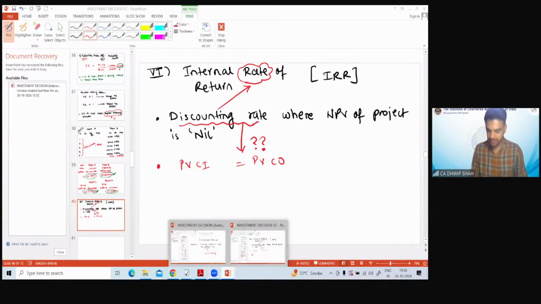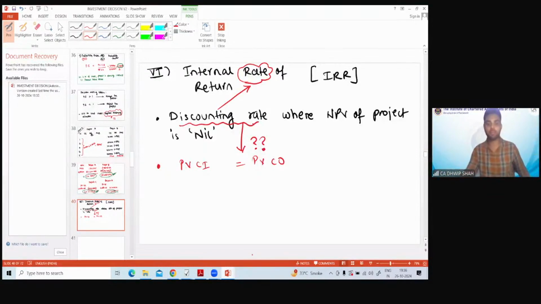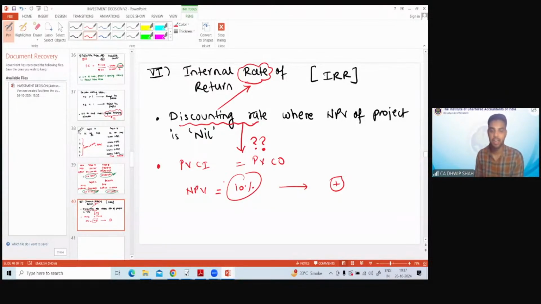So how do we calculate that discounting rate? We will use permutation combination, the trial and error method. First, we will calculate NPV at, let's say, 10%. If NPV comes positive, that means this is not the IRR, because IRR is the rate where NPV is zero. So if at 10% NPV is positive, 10% is not your IRR. This is trial one. Then for the next trial, try it at 15%. Likewise, try different rates, and you need to find that rate where NPV is zero.